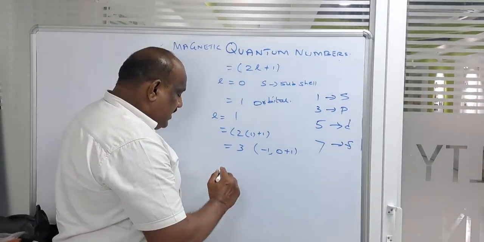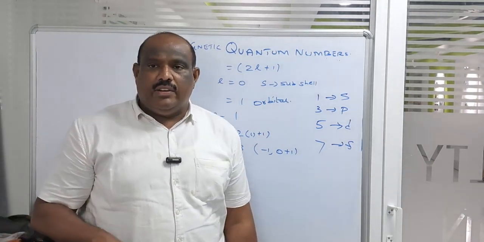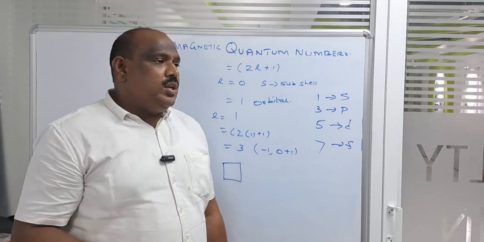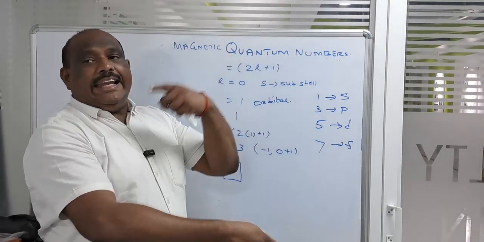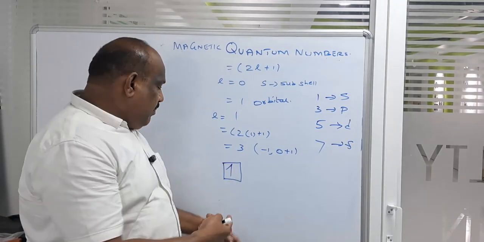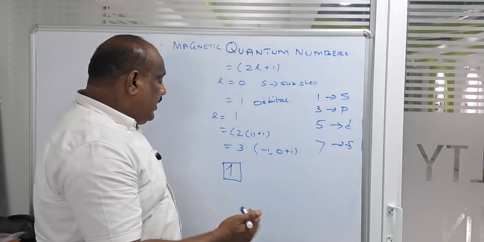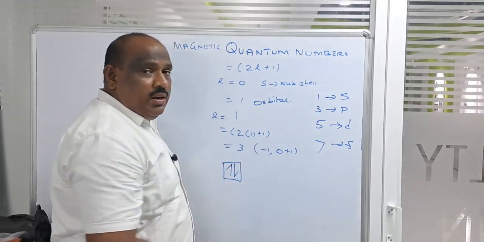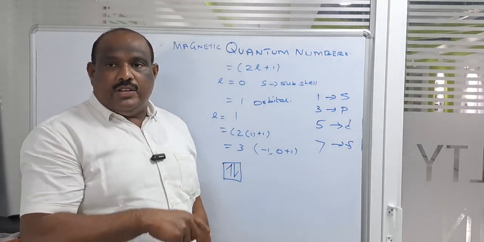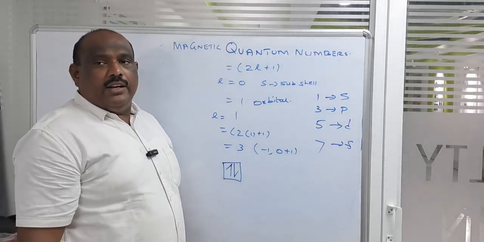Then what is meant by spin? Every orbital can hold 2 electrons. Every orbital can hold what? 2 electrons. One electron rotating anti-clockwise. In books they will give it as moving upwards. But when you see the rotation, it will be anti-clockwise. The other electron will be clockwise. So totally they will try to become neutral.